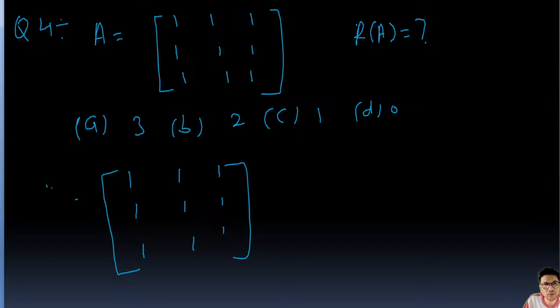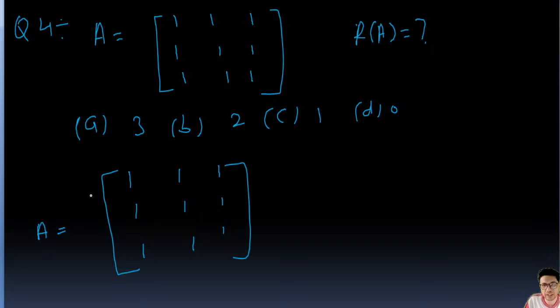So our aim is to convert this matrix into an upper triangular matrix, so that we can count the number of non-zero rows, and that will be the rank of the matrix. So here we are going to do the operation. There are two operations we are going to do together.